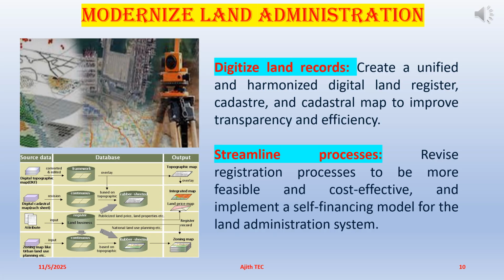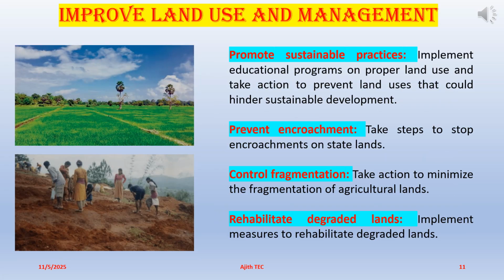Modernize land administration. Digitize land records. Create a unified and harmonized digital land register, cadastre, and cadastral map to improve transparency and efficiency. Streamline processes: revise registration processes to be more feasible and cost-effective, and implement a self-financing model for the land administration system.